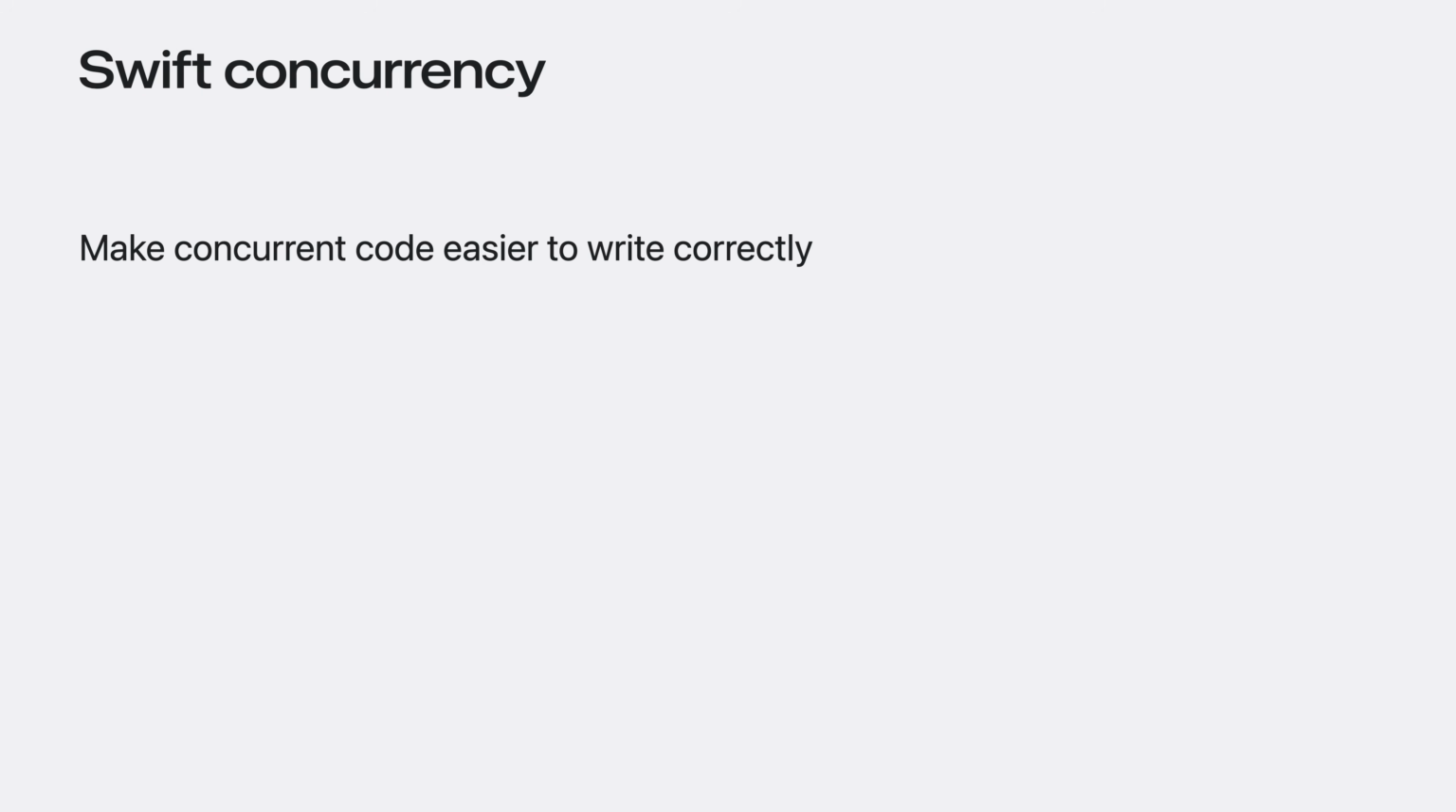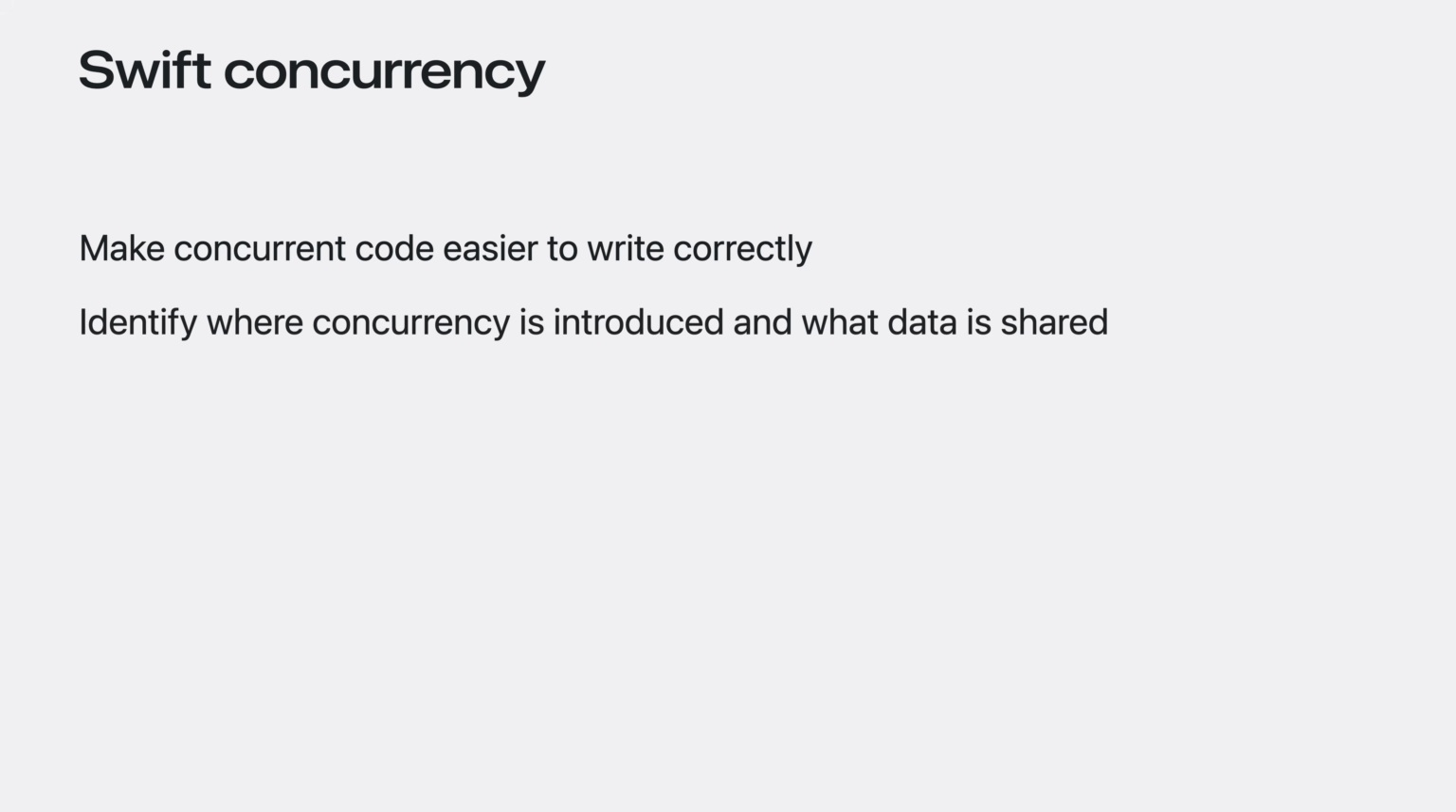Swift's concurrency model is designed to make concurrent code easier to write correctly. It makes the introduction of concurrency explicit and identifies what data is shared across concurrent tasks. It leverages this information to identify potential data races at compile time, so you can introduce concurrency as you need it, without fear of creating hard-to-fix data races.